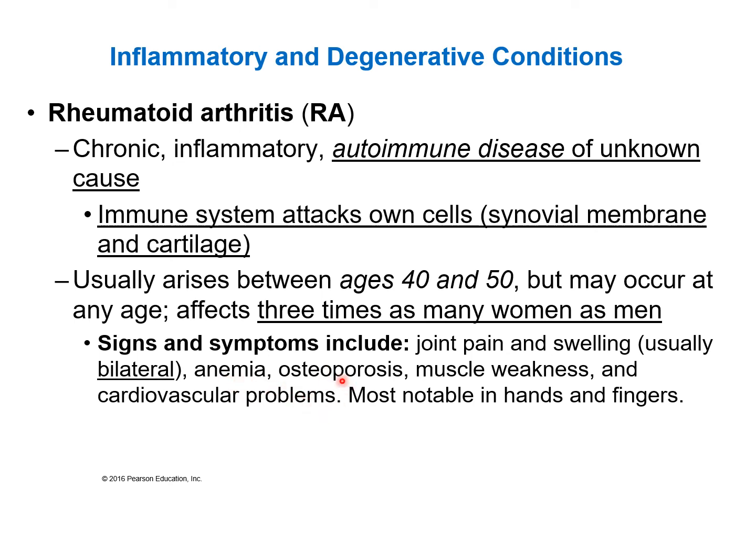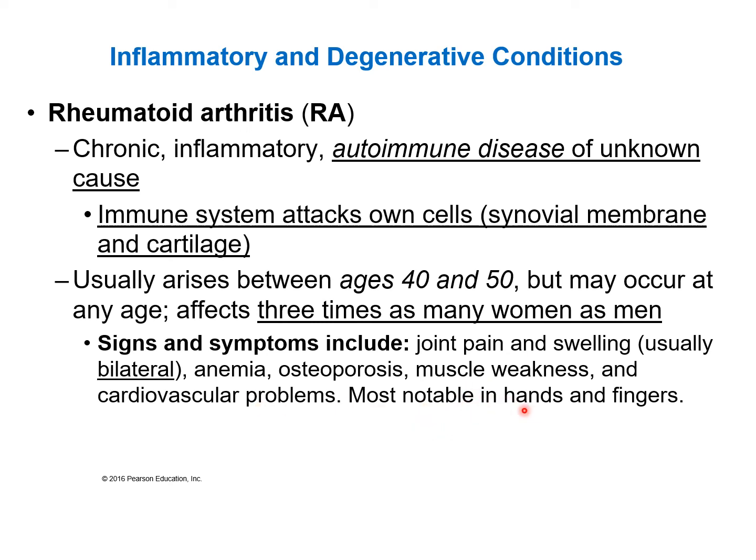They may also have osteoporosis. Maybe we did see a person who's 80 years old and suddenly they have rheumatoid arthritis. That would be kind of rare. Usually rheumatoid arthritis occurs much earlier. You're going to have muscle weakness, because the tendons in these joints are compromised. You may have cardiovascular problems.